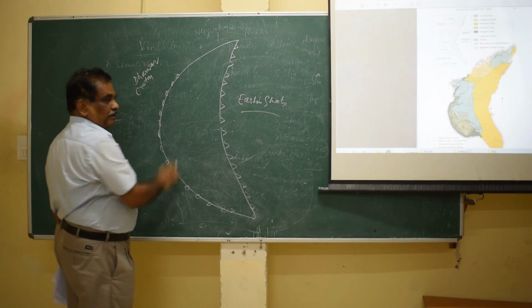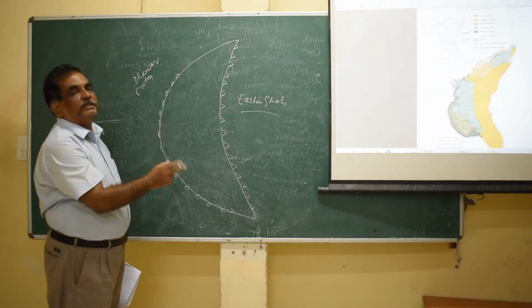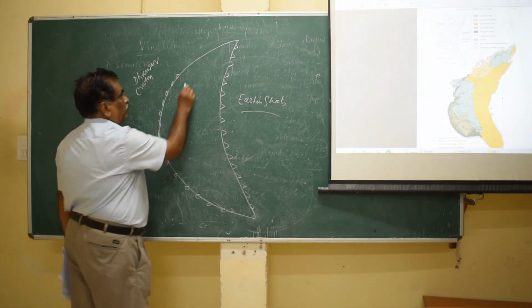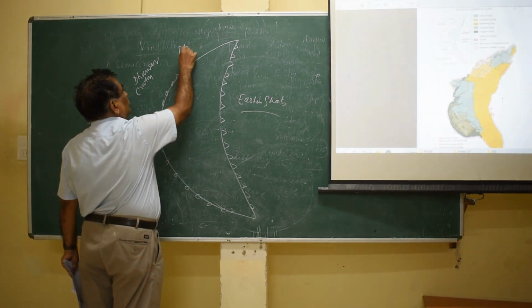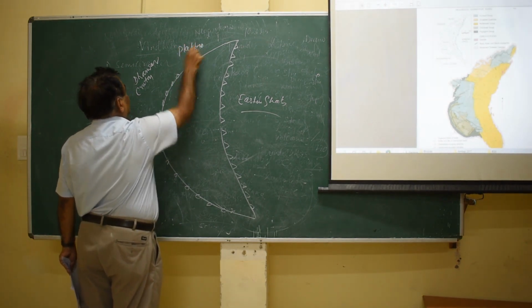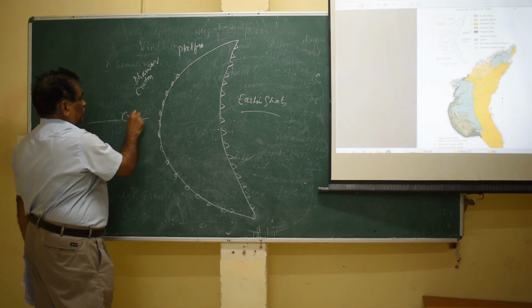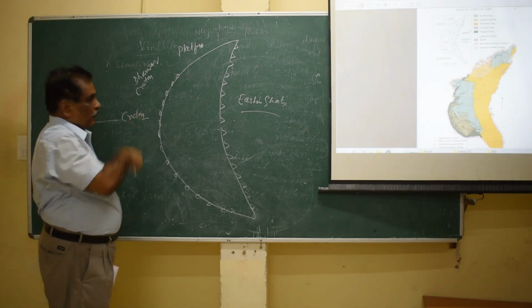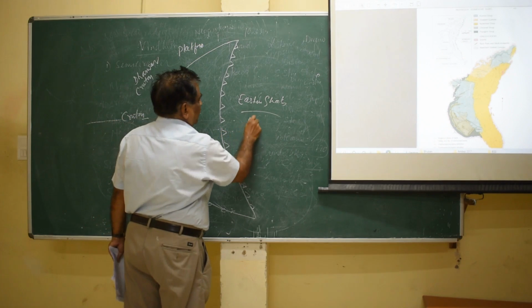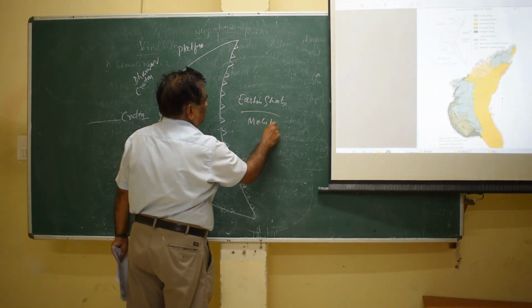Now this Kadapa basin, now you see three elements are there. One is your platform, this is platform, this is your craton, and here is your mobile belt, Eastern Ghat mobile belt.